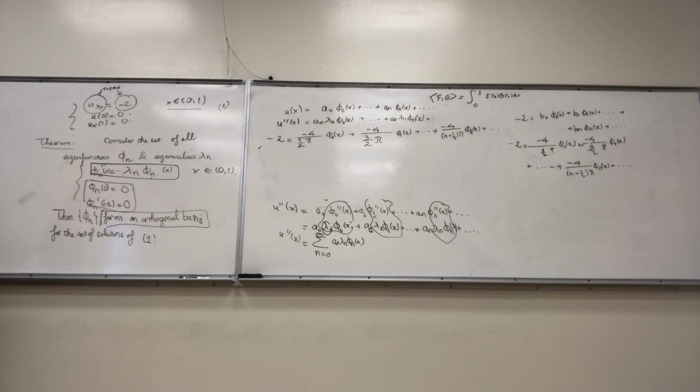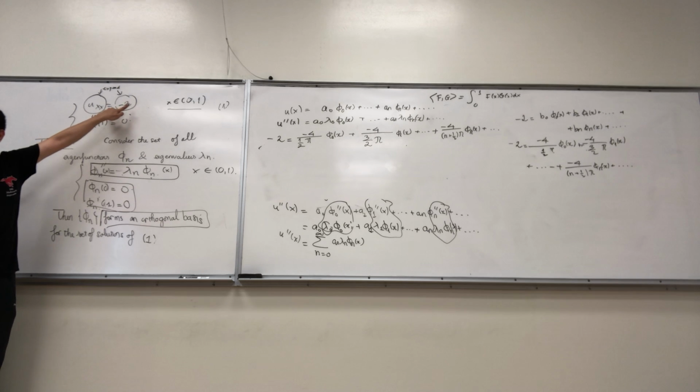From the expression u of x equals the infinite summation, n equals 0 to infinity, of a_n phi_n of x. And since u''(x) is equal to -2, that means a_n lambda_n will be equal to b_n, and we can find a_n.